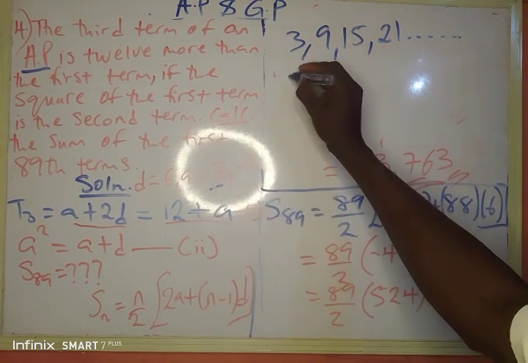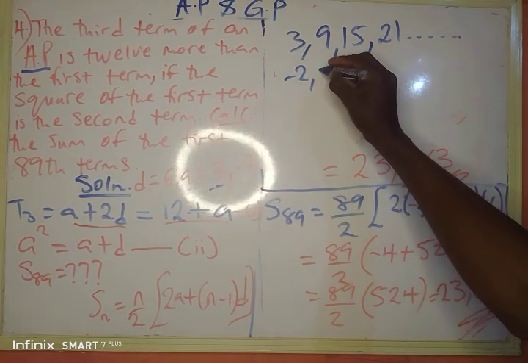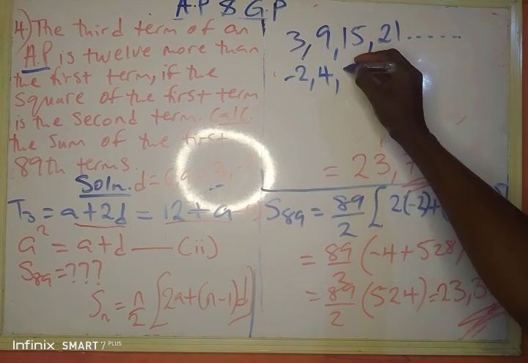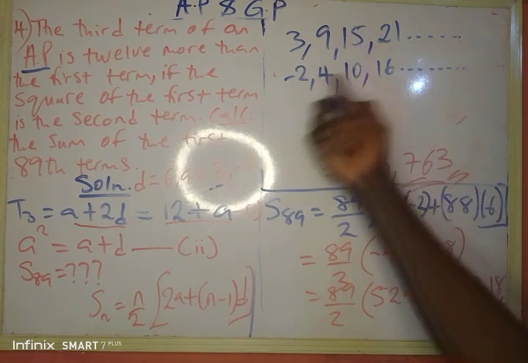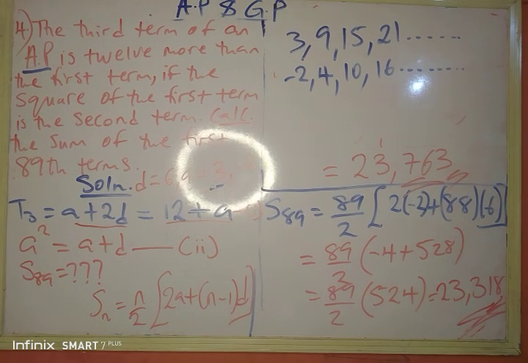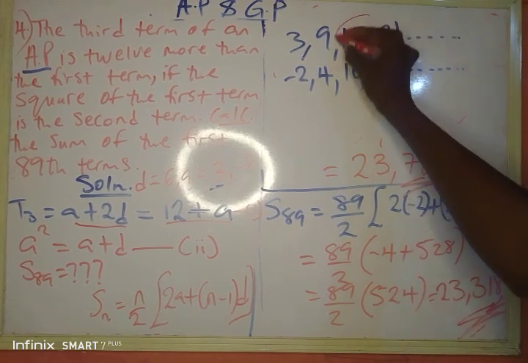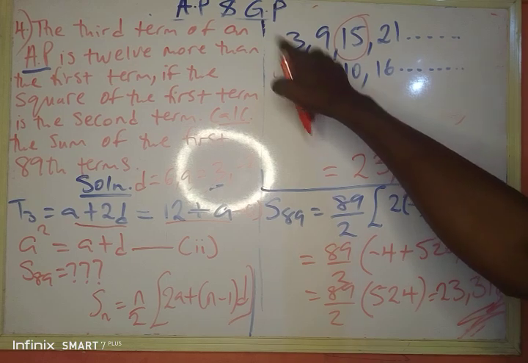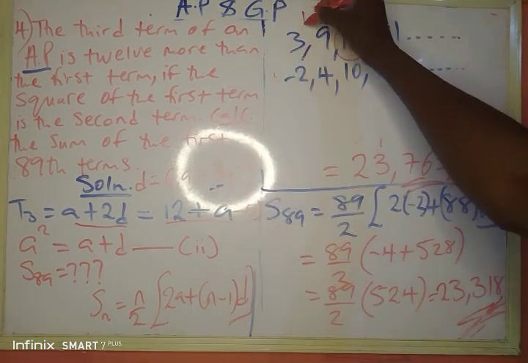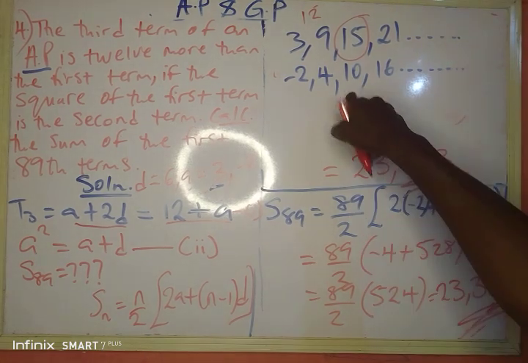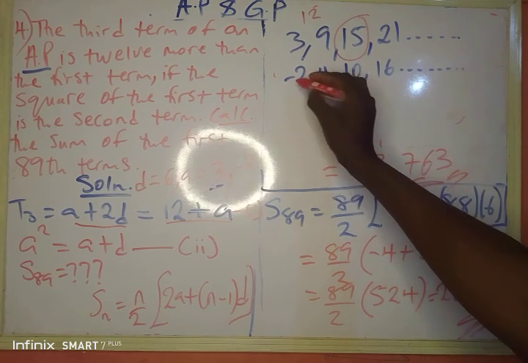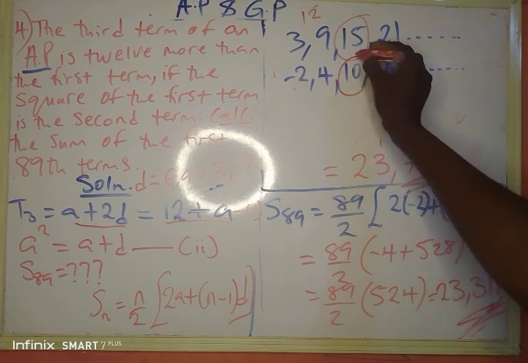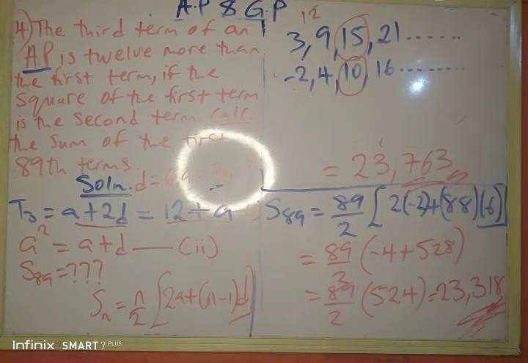But if it's minus 2, it will be minus 2. Minus 2 plus 6 is 4. Plus 6 is 10. Plus 6 is 16. Okay, which of them satisfy what they are saying here? The third term of an AP is 12 more than the first term. If I add 12 to 3, I'm going to have 15. So the first information has been satisfied. Let's check here. If I add 12 to minus 2, that's 10. Which means that the first statement satisfies both sequences.